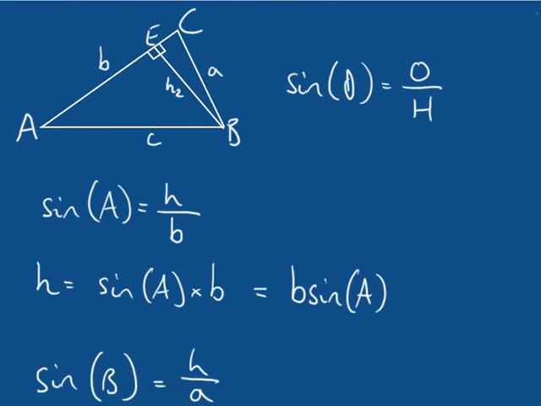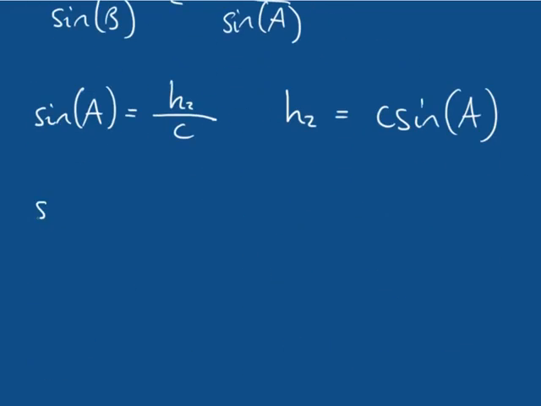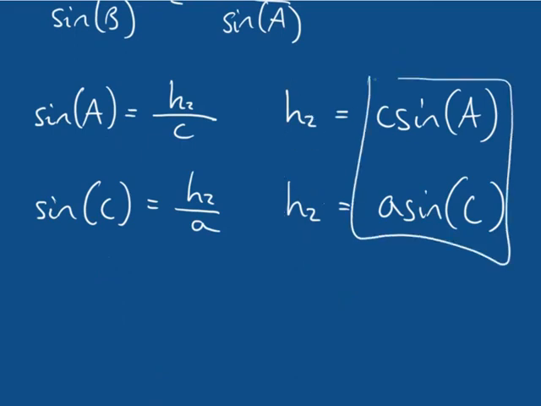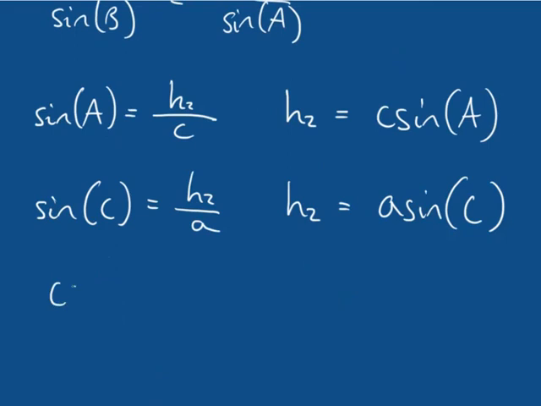In our other right-angled triangle here, we can see that the sine of C is equal to the opposite, H2 over the hypotenuse, A. So sine of C is equal to H2 over A. That means H2 is equal to A sine C. Again, H2 is equal to H2. They are the same. That means we can make these two parts equal to one another. So that means C sine of A is equal to A sine of C.